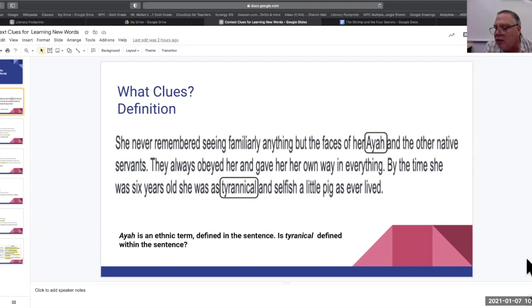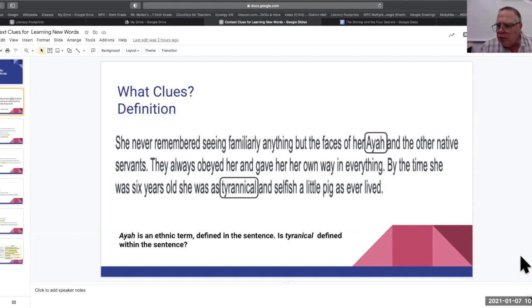You know what? That's a great guess, Mason. And from this context right here, that makes total sense. If we were to look a little larger, we'd see that ayah is not her family, but she's a native servant. In fact, one that works with her most personally. Let's see what else it could be.